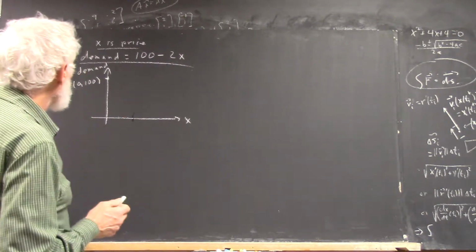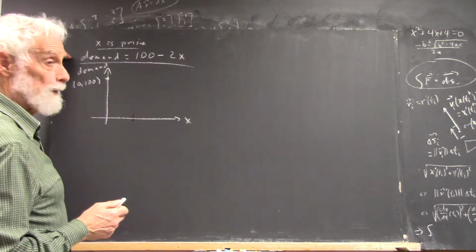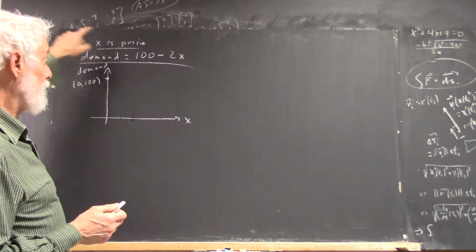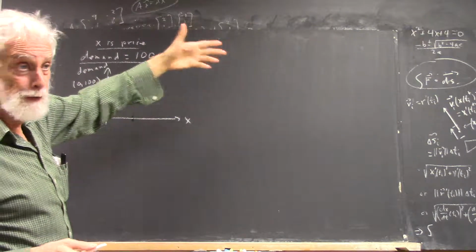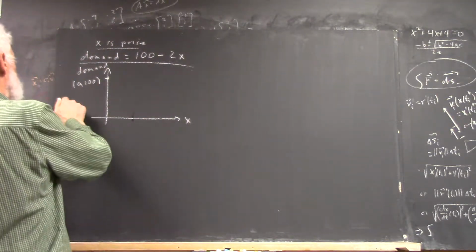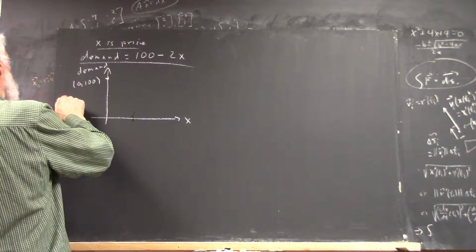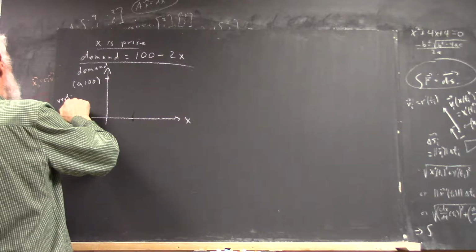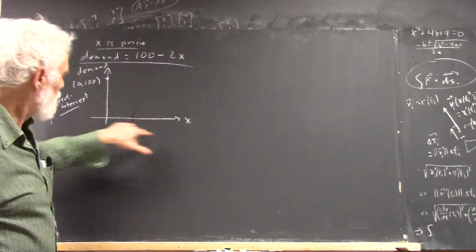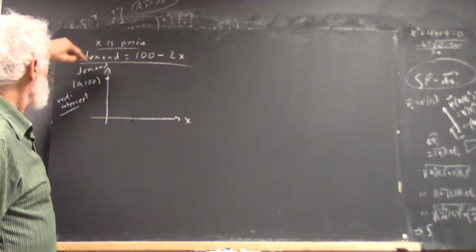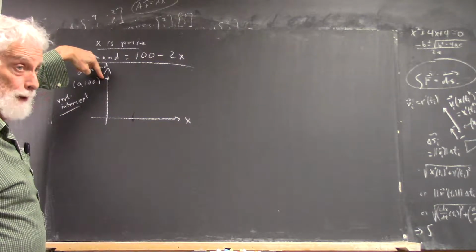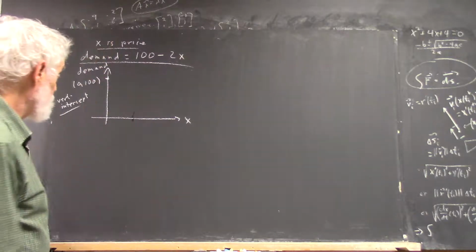Okay. Now the question is, what would x have to be to make the demand 0, right? Now you can pretty much just look at it and say, well, x has to be 50 because then 100 minus 100 gives you 0. But you can't always just look at it. So how do we get it? Your vertical intercept occurs when your horizontal coordinate is 0. Horizontal coordinate's x. If x is 0, the vertical coordinate's got to be 100, right? Everybody understands that?